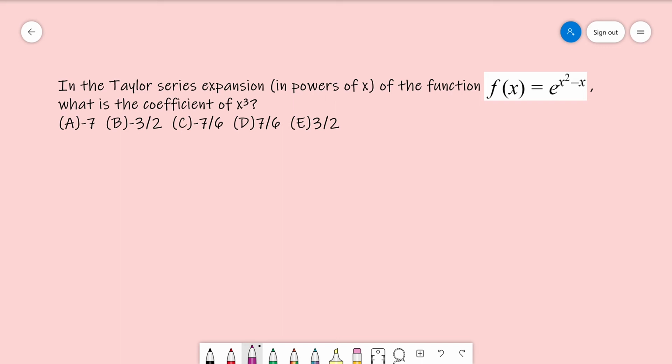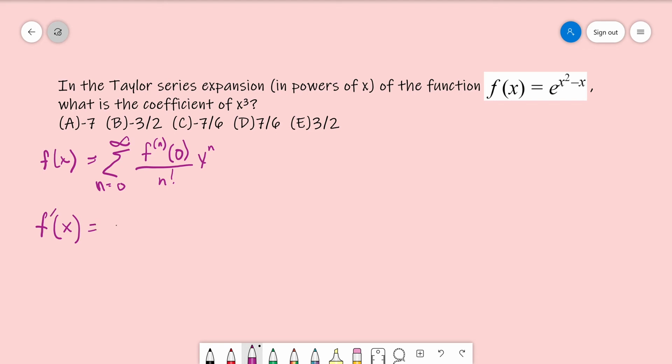So I'll just remind you that the Taylor series expansion is the sum from n equals 0 to infinity of the nth derivative of f at 0 divided by n factorial, times x to the n. So in order to find the coefficient of x cubed, we're going to have to find the third derivative of this function, evaluated at 0, and then divide by 3 factorial.